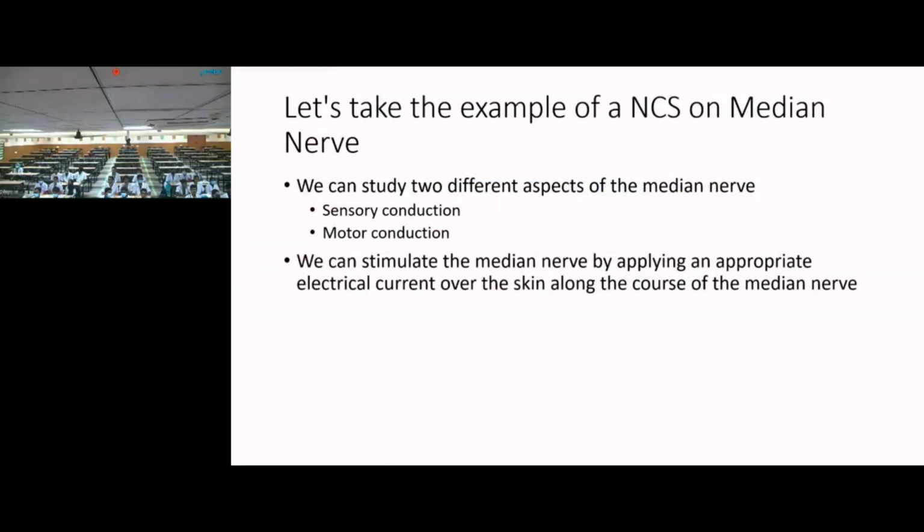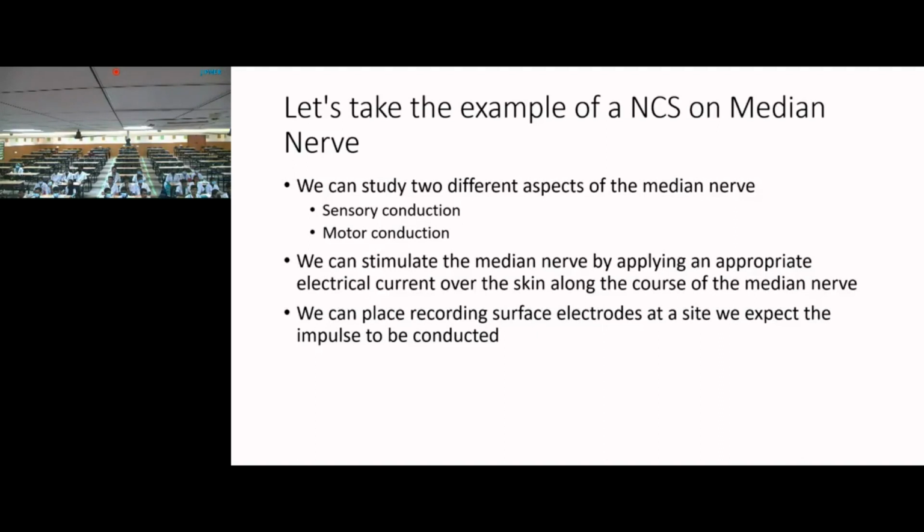So what we are going to do, we will be stimulating the median nerve by applying an appropriate current at one point along the course of the median nerve. And we are going to place the electrode at a different point where we are expecting the impulse to be conducted, to pick up the conduction there.